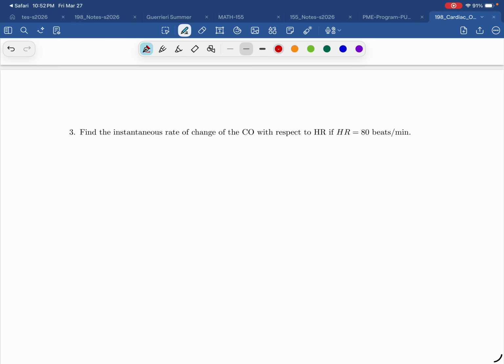If you think about it, if CO equals 0.6 HR, well, what's the derivative? It's just 0.6, right? It's just a constant. This was a linear function. So the derivative is just the slope of the line. Okay?